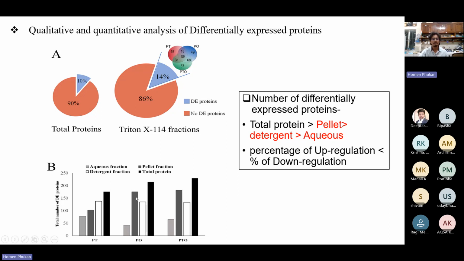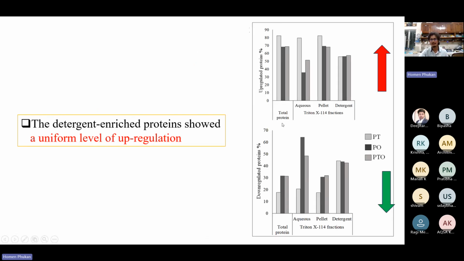Yeah. You can see that in the detergent fractions, a uniform number of differentially expressed proteins, including both up and down regulations. And further, we performed a comparative analysis with respect to this differential expression. We took upregulation and analyzed it separately, and downregulation and analyzed it separately.